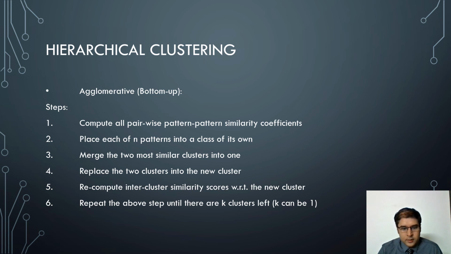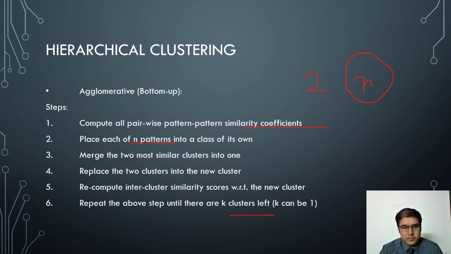So we are given a target value of k, where we have to determine k clusters in the data set. First we compute all pair-wise pattern similarity coefficients. So given a data set of n points, for each pair of data points, we compute the pair-wise pattern similarity coefficients. Based on these similarity coefficients, we determine the pattern-wise similarity and place each of n patterns into a class of its own.